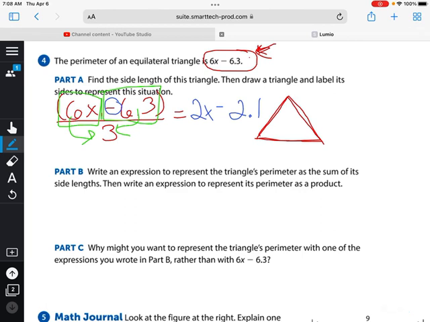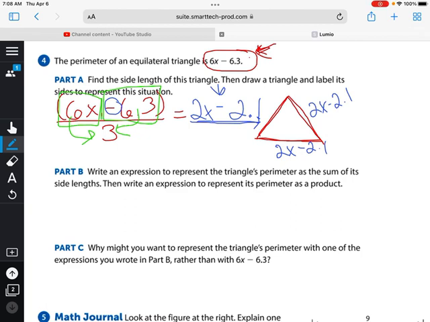So that means that this is the length of one of the sides, right? Because we divided the whole perimeter by 3. That means that there are 3 of these. So this is going to be the side length. So it'll be 2x minus 2.1, 2x minus 2.1, and then we've got 2x minus 2.1. We're not going to be able to figure out the exact measurement, right? We don't have enough information for that. So we're just going to leave it as that expression, 2x minus 2.1.